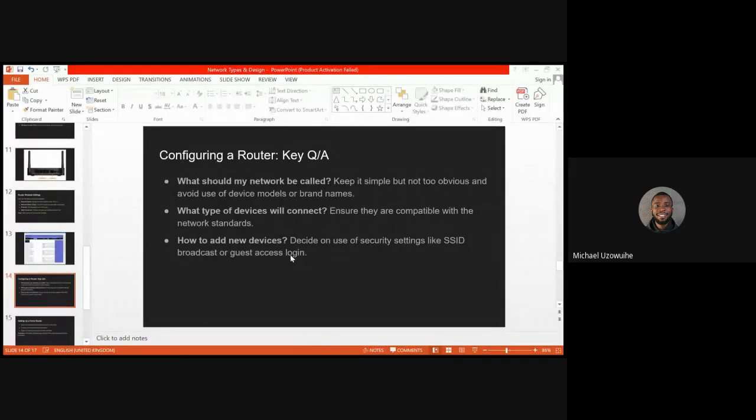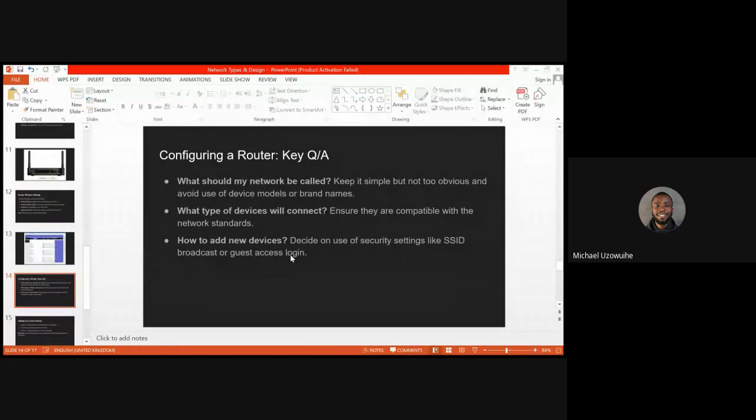Then, how to add new devices: decide how you want devices to connect to that network. That will determine whether you leave your SSID broadcast enabled or you disable it. If you want devices to already know the name of your network and password before they connect, fine. If you decide it is open, anybody can see the name of your network and connect to it, so long as they have the password, it's still fine. That is what I'm talking about when you ask how new devices connect to your wireless router.